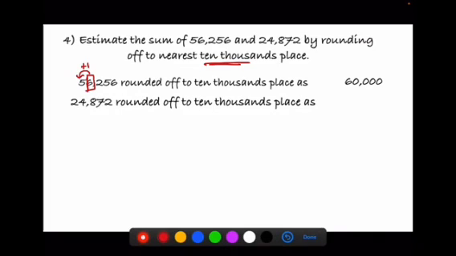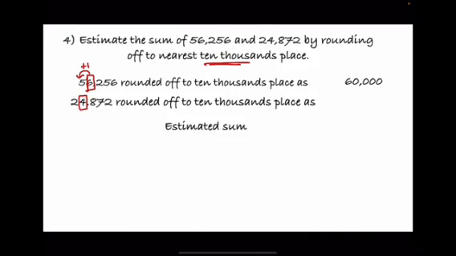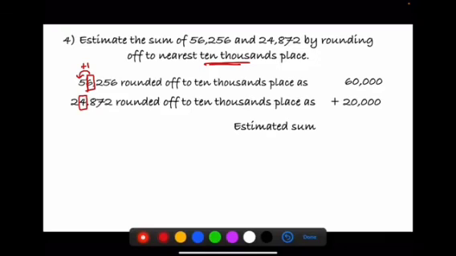Now for the next number, 24,872 rounded off to the 10,000s place: children, if you observe here, it is less than 5. So we will just replace all the digits with 0 except the 10,000s place, and the 10,000s place we will have to keep just like that. So 20,000 is the estimated value, or rounded off value. Now we are asked to find the sum of these two. So the estimated sum would be easier to calculate. It is 80,000.